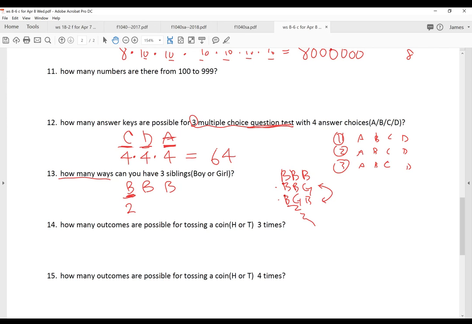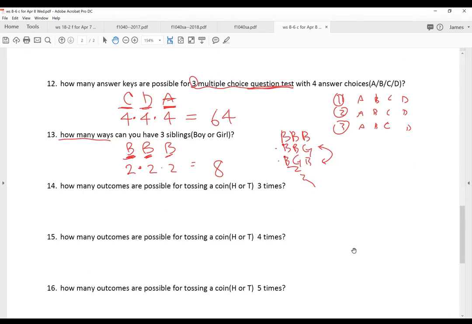I mean, you cannot have boy, girl, dog, cat, goldfish. Okay, it's just boy or girl. And then second, boy or girl, 2. And then third child, boy or girl, 2 possibilities. So 2 times 2 times 2, there should be 8 total ways to have 3 siblings. Okay, kind of goes with number 14 also. So you only have 2 choices, either boy or girl. This is math class, so there's only 2 choices.